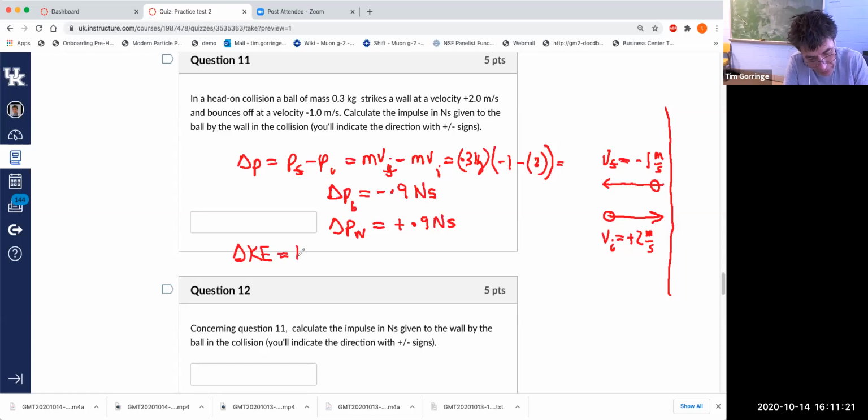Delta KE. That's the final kinetic energy less the initial kinetic energy. That's the way that we define it. And that will be, since kinetic energy is half m v squared, half m, that's a common factor in the initial and final kinetic energies, times the difference between the squares of the final and initial velocities. And again, all of these numbers I know.